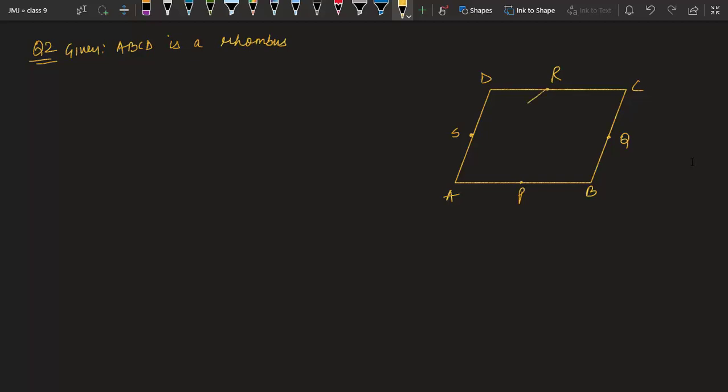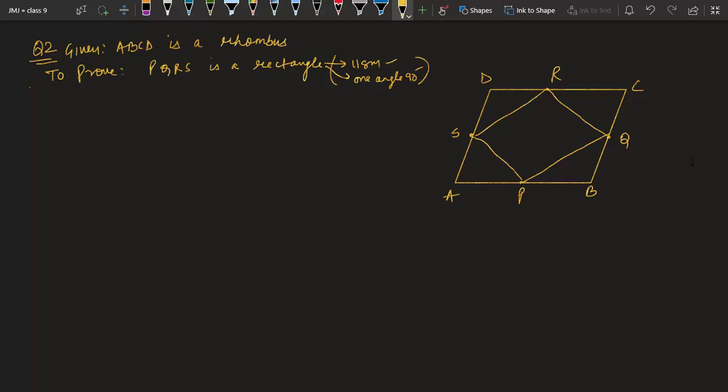First let me join them like this. You can use a scale for this. We have to prove this PQRS is a rectangle. So before the solution, to prove PQRS is a rectangle, we have two hints. We have to prove it first a parallelogram, and then we have to prove somehow that one angle is 90 degrees. If we are able to prove these two things, we can say it is a rectangle. So let's start the proof.